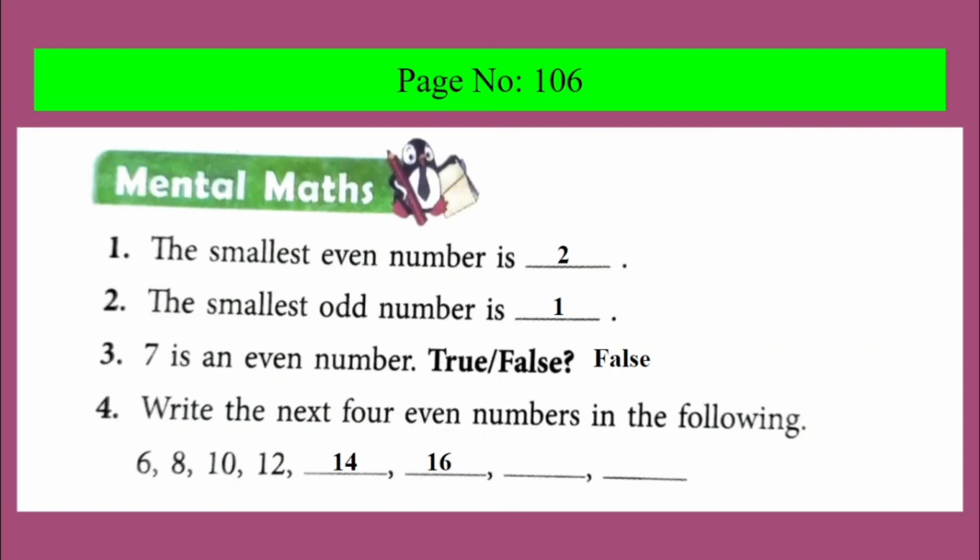After 17, the next number is 18. 18 is an even number. Very good. We will write 18 over here. Now the next number after 18 is 19. It is an odd number, so we can't write 19 over here. And after 19, the next number is 20. So is 20 an even number? Very good. Yes, 20 is an even number, so we will write 20 over here.